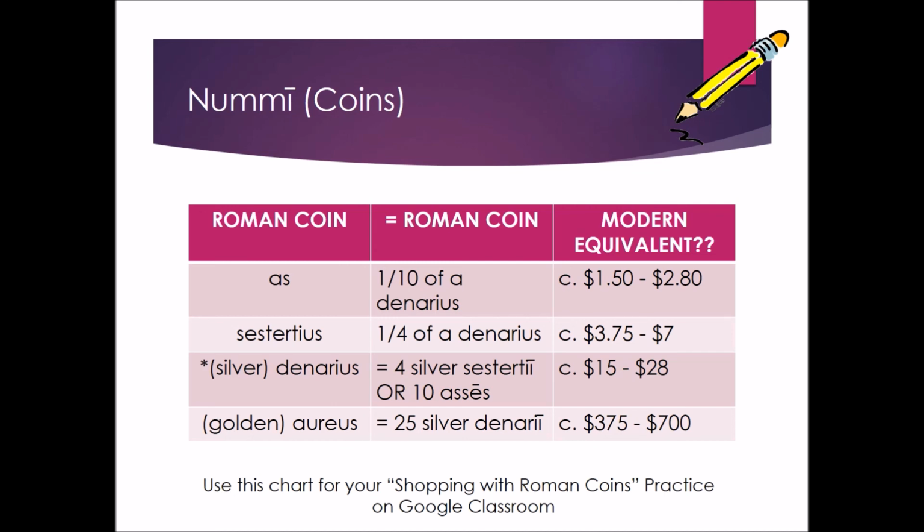While you're not going to be responsible for knowing the modern equivalent of what these coins are worth today, you will be using this chart in your shopping with Roman coins practice, where you pick 5 items that you would like to buy if you could, and then figure out the lowest amount of money you would need in Rome. So the as, the sestertius, the denarius, and the aureus, how many of those you would need in order to buy the item that you wish.